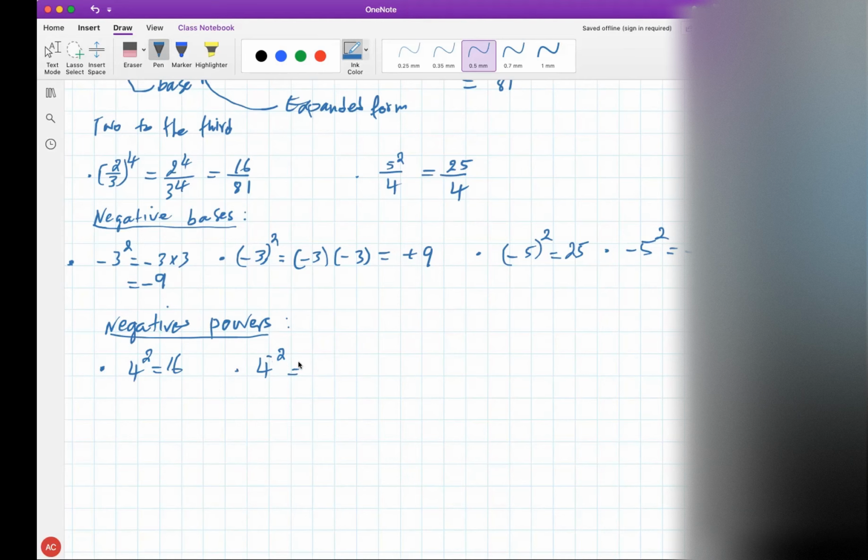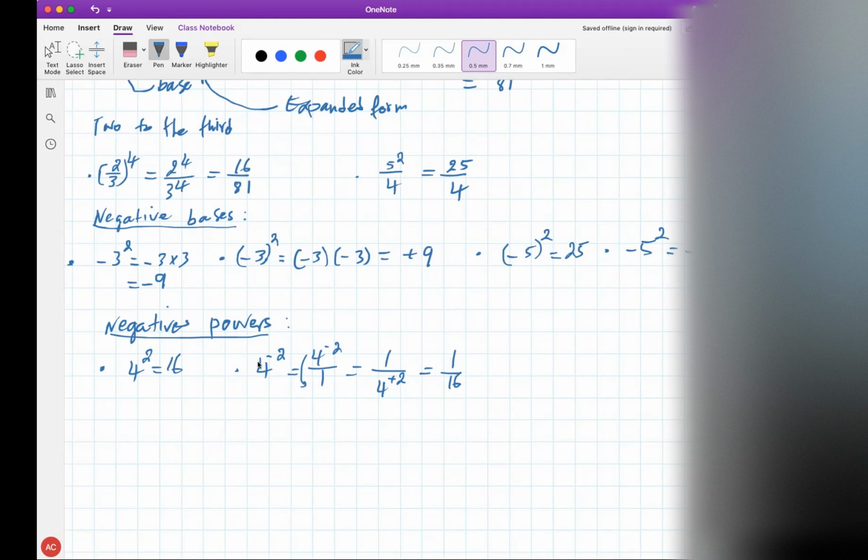If you have a negative power, it's not going to be -16. What we do is we actually flip it. First, make it a fraction. Then we move this down, and the negative power turns positive 2. So 1 over 4 to the second, which is 1 over 16. If you have a negative power, basically we flip it to make it positive, then we simplify it.